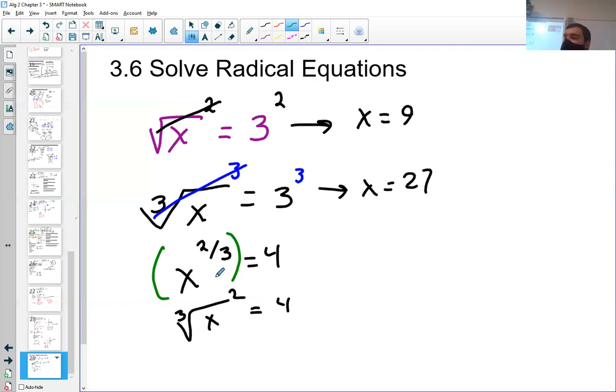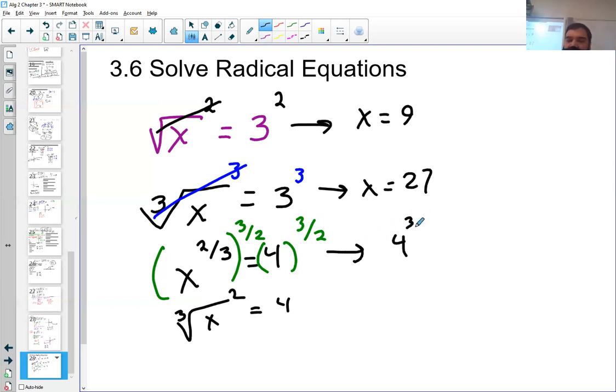Times by 3 over 2. So I have to multiply by its what? Reciprocal. Not multiply, I'm sorry. I have to raise the power by the reciprocal. So in this case, I'm going to reciprocate it, 3 over 2. So then you could plug it in your calculator. In this one, though, I made it so you could do it by hand.